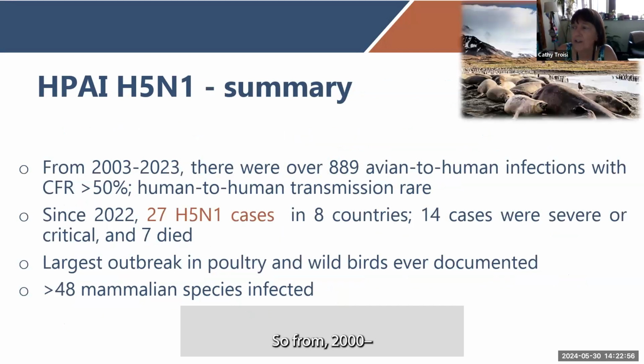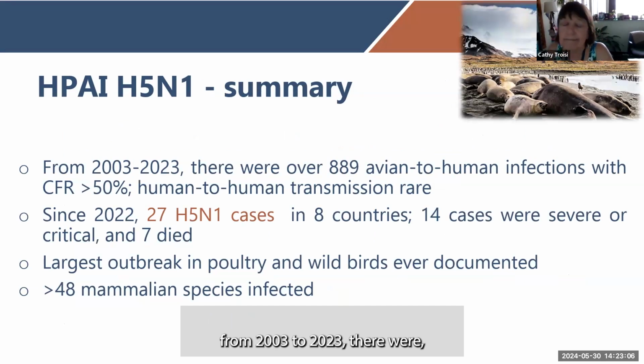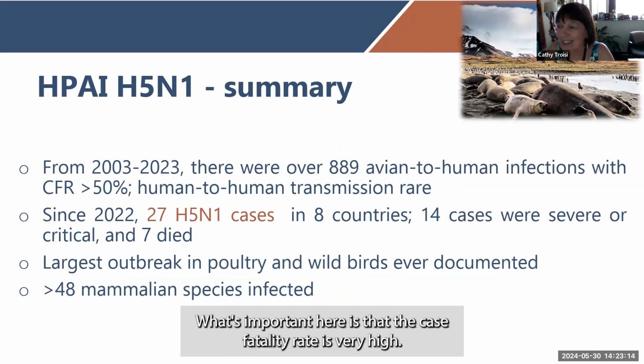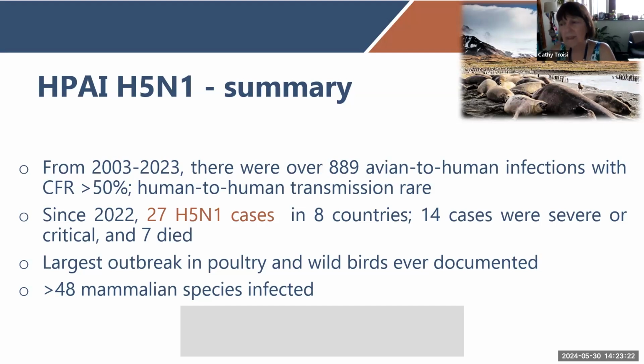So just to summarize the history of H5N1: from 2003 to 2023, there were a little under 900 bird-to-human infections. What's important here is that the case fatality rate is very high. More than half of the people who got this virus died.